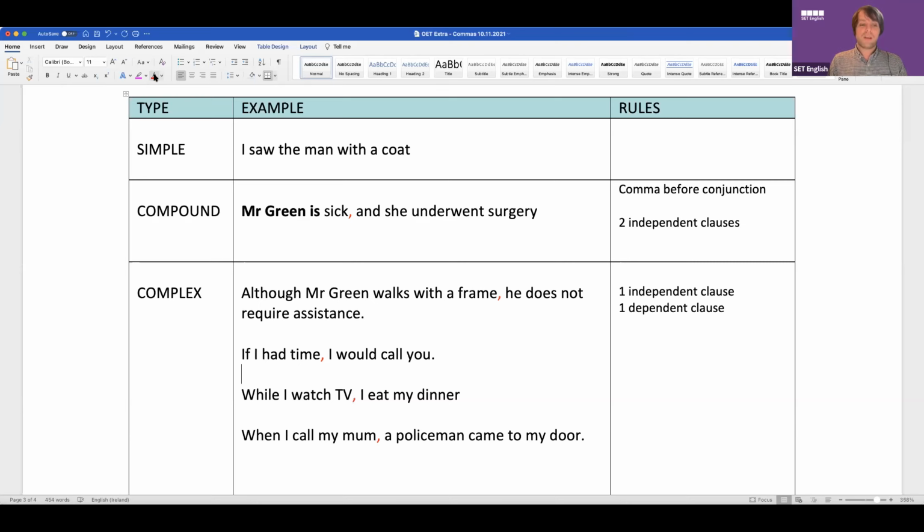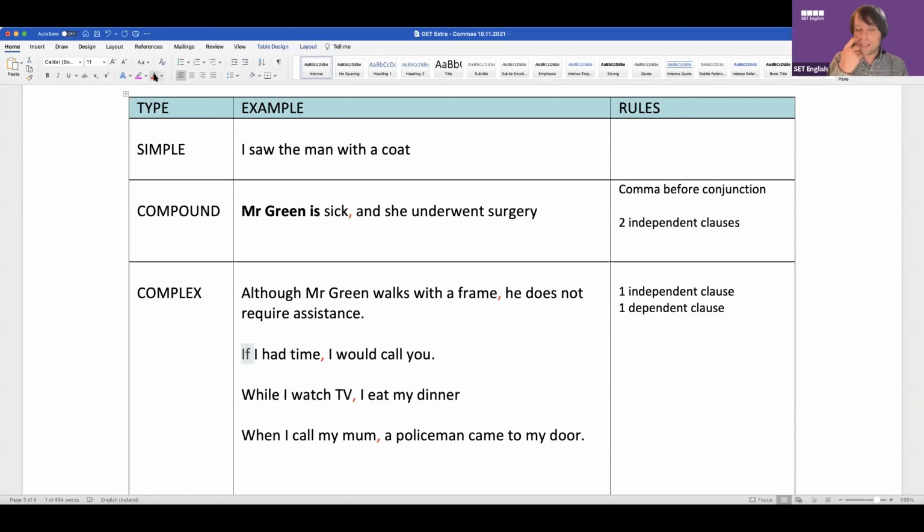Can I say this? Although Mr. Green walks in a frame, but he does not require assistance. No. Why not? Contrast is already there. The idea is already inside the clause, inside the dependent clause, right? If I said, if I had time, but I would call you, no. And I would call you, right? Conjunctions can't go here, because the idea is here.